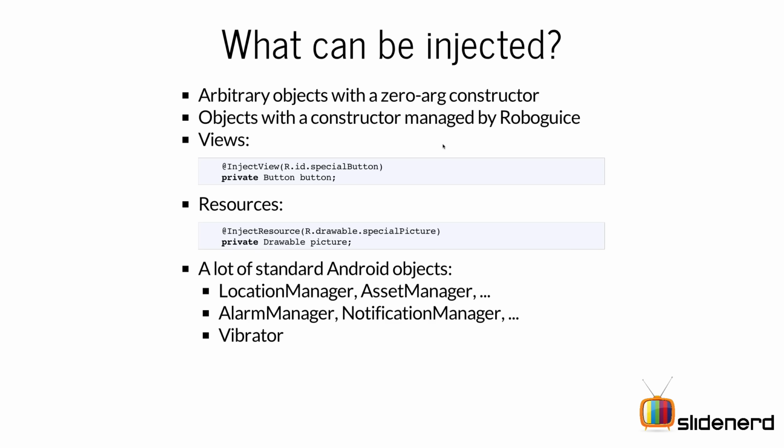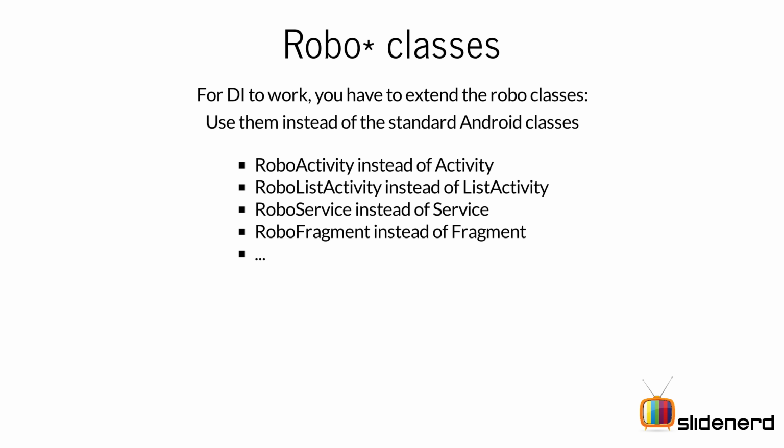So what can be injected? Well, Roboguice supports a lot of annotations out there. For example, there is InjectView, where you can pass the ID of the button and you can give the object directly instead of calling findViewById. Same way, you can say InjectResource, pass the drawable resource value here instead of saying getResources().getDrawable. And we will dig into a little more detail on what types of annotations are available.